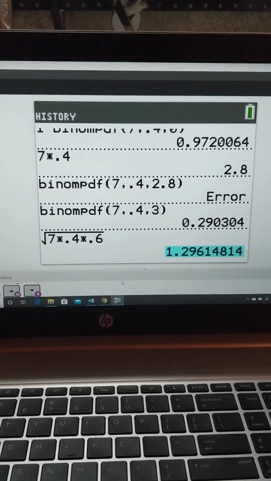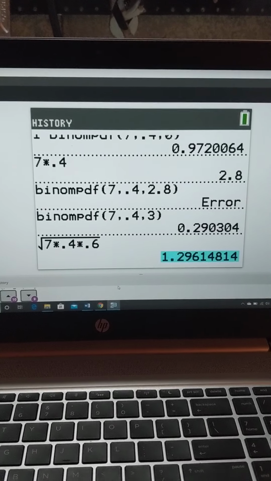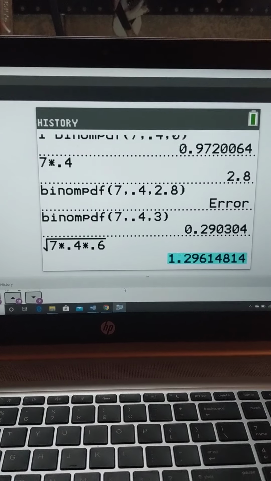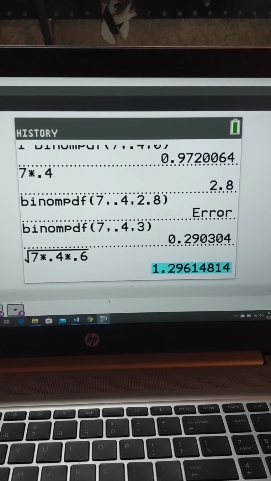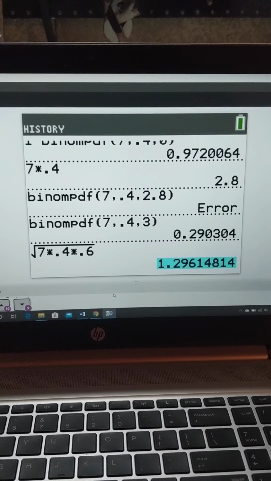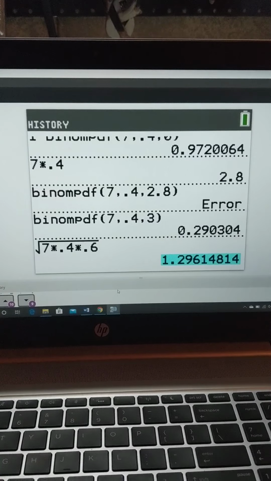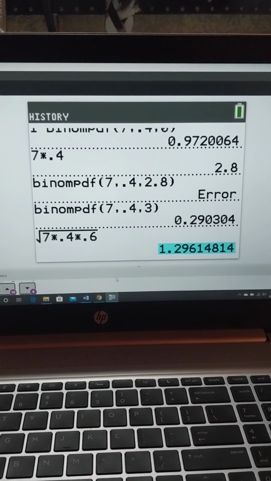So the standard deviation of this problem would be the square root of 7 times 40% times the probability of failure, which was 60%. I'm getting 1.296 cars. So those were my answers. I'll post this in the classroom.